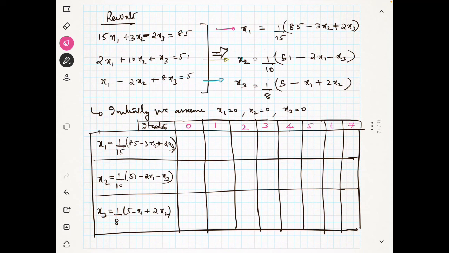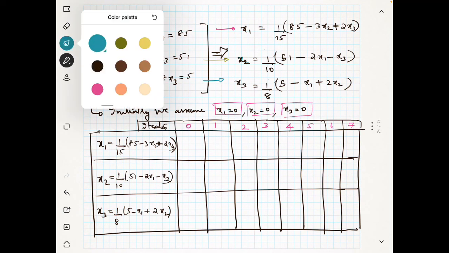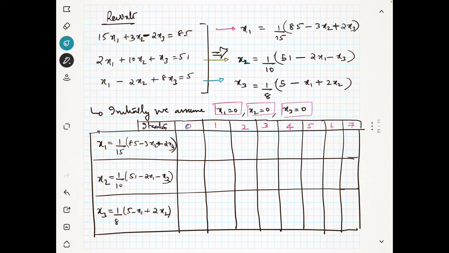Okay. Now initially I told you we will put x1 is equal to 0, x2 is equal to 0, and x3 is equal to 0. So I will put my solutions first. Okay, 0, 0, 0. Now for iteration 1 I am going to calculate. How?